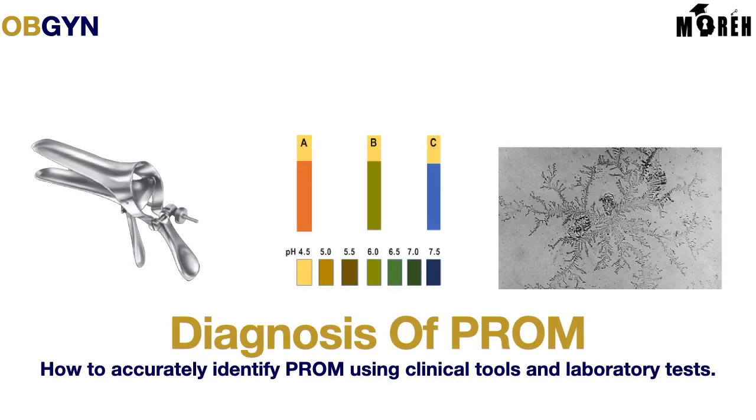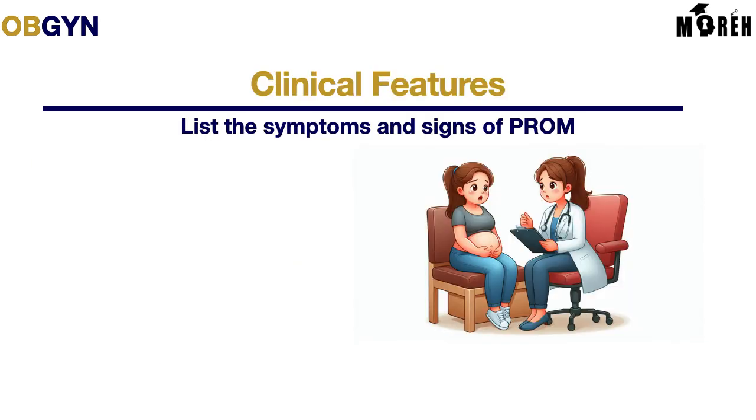So the first thing that you want to do is confirm: is this PROM or is it something else? Now let's look at how you can accurately identify PROM using clinical tools and laboratory tests. Clinically, your patient is going to come with a history of vaginal discharge, described as a gush of fluid. It just happened suddenly and at one time.